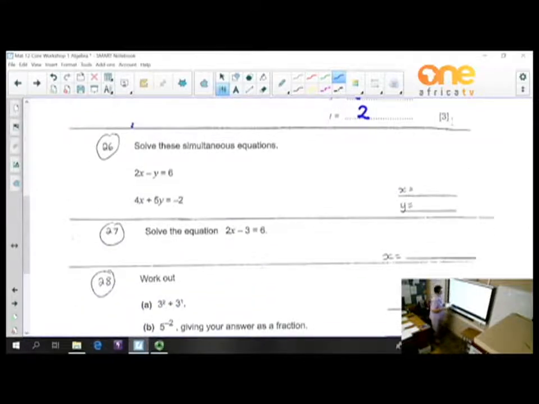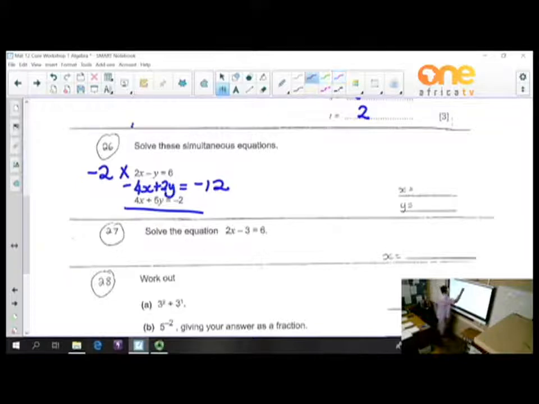Question 26, another solving simultaneously. So this is a difficult one because I cannot eliminate anything here. There's nothing that wants to eliminate. What I can do is to multiply this one with negative 2. If I do that, I have here a negative 4x, which will allow me to eliminate x here. But this means I have to multiply the whole equation with negative 2. So the next one is then positive 2y is equal to negative 12. And that's very important. You must multiply the whole equation by that negative 2.